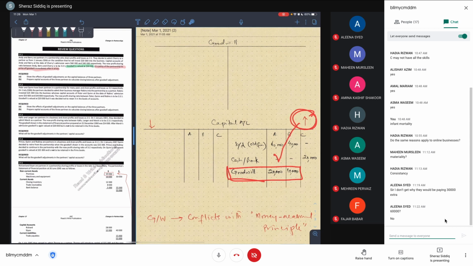So the capital accounts will be credited, and in the goodwill account we will place the debit side entries: capital A and capital B, $20,000 and $10,000, right?